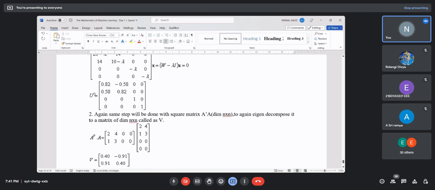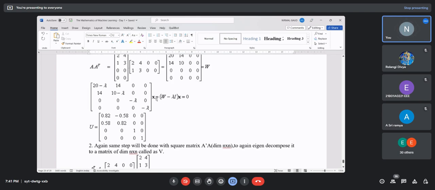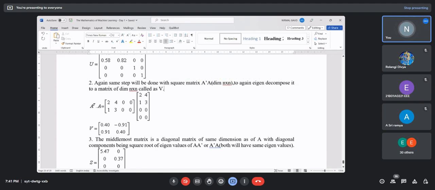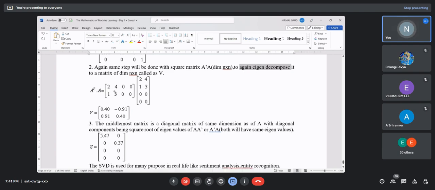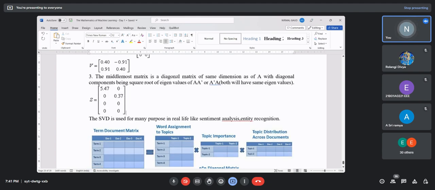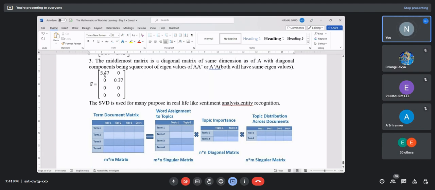Whatever the eigenvalues are, you form a matrix U out of them. Then the same step is done for A transpose dot A to generate the eigen decomposition, and this gives you another matrix V. The middle matrix is a diagonal matrix of the same dimension as A, with the diagonal components being the square root of the eigenvalues. I need the square root of the eigenvalues for both A A transpose and A transpose A. So this is your sigma.